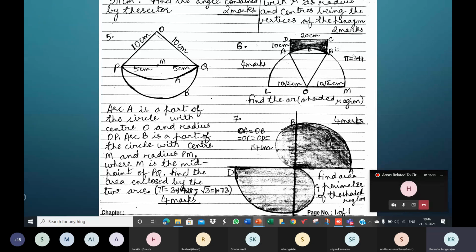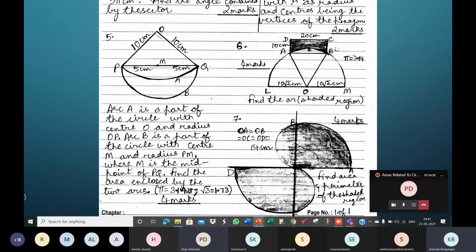Yes, who can tell me the sector angle? What is the sector angle? 60 degrees. Why is it 60? Yeah, Srinivasan, why is it 60? Because all sides are equal, ma'am. Yeah, which is a triangle?